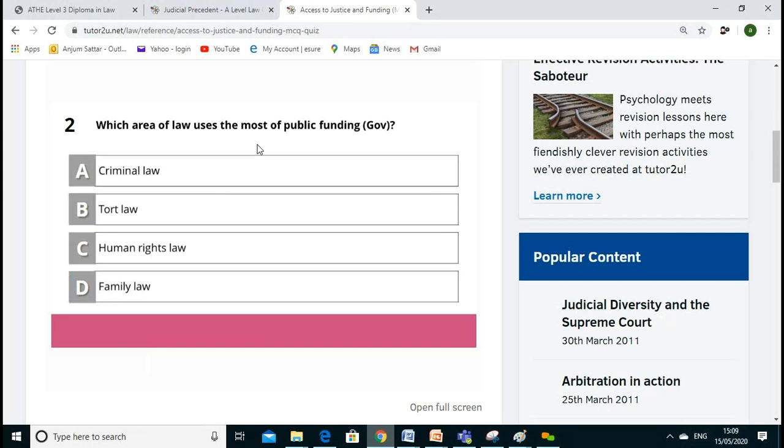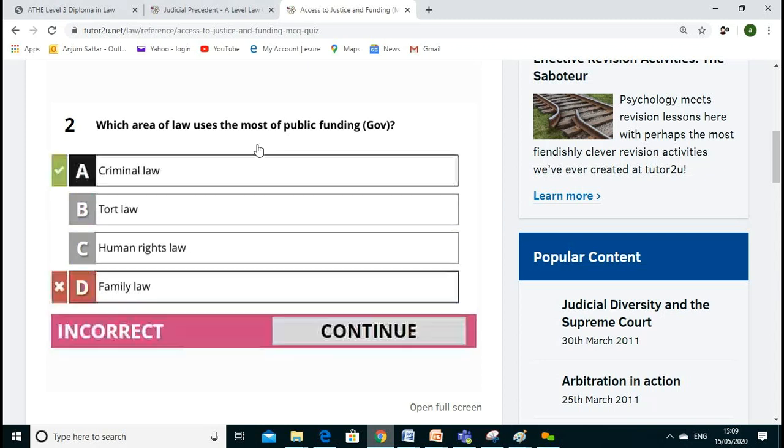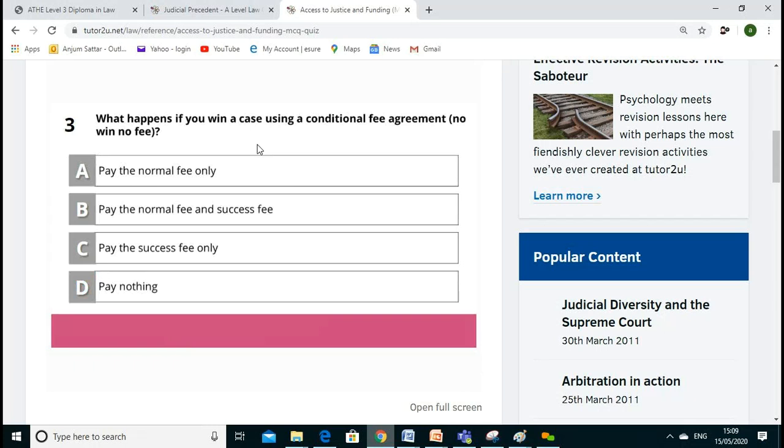Which area of the law uses the most public funding? Is it criminal, tort law, human rights, or family law? The legal aid, yes? D, family law? That was criminal law, yes? Okay, criminal. Yes, criminal uses more, because to prove it they need a bundle of evidence.